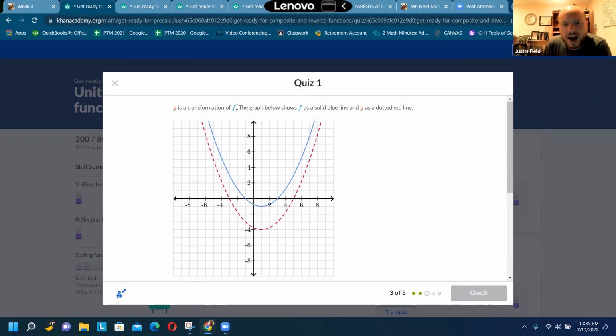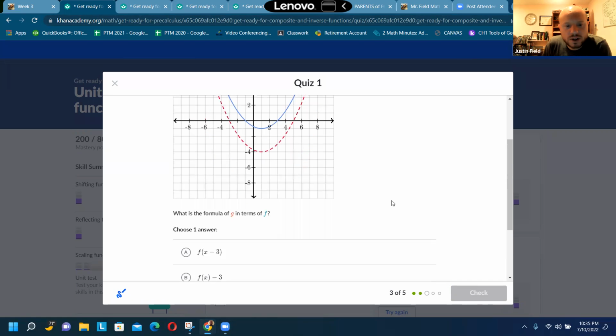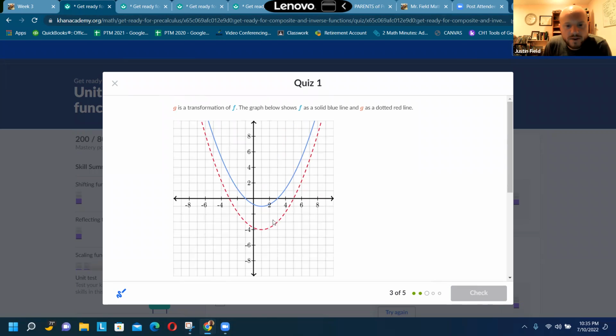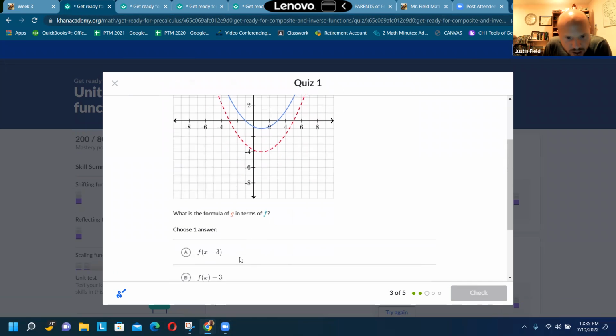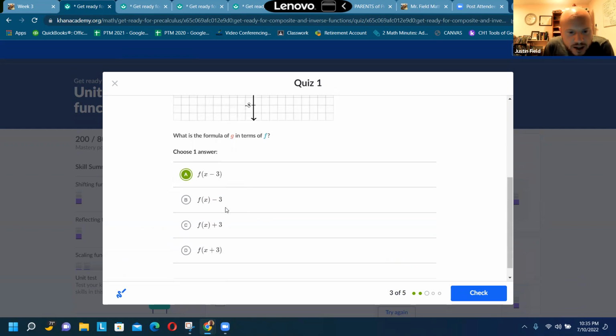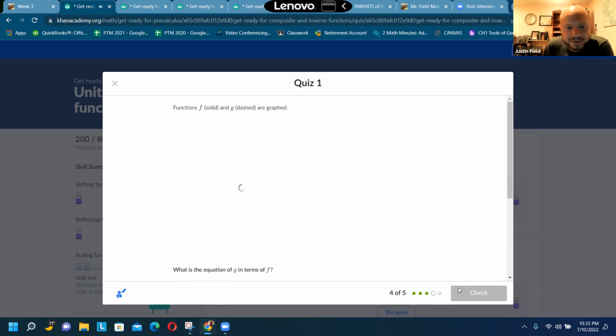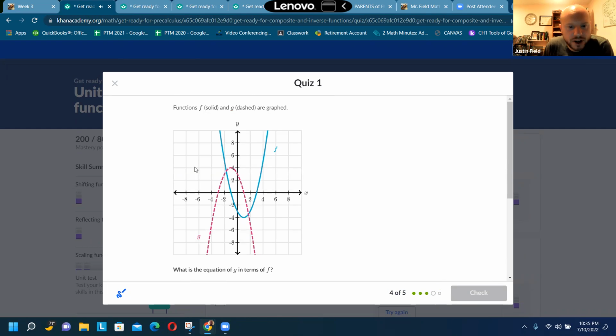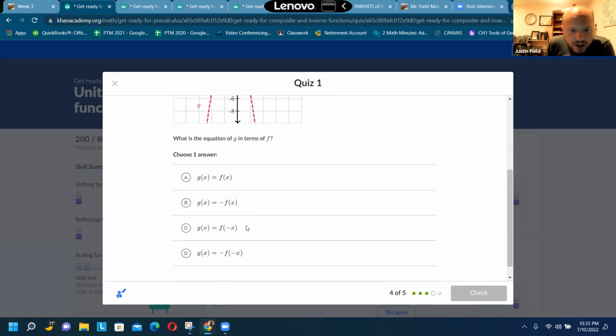G is a transformation of f. What is G? Where is f? Oh, G is red. F is blue. So G is the transformation of f. And okay, so you can figure that. Well, all right, I'll do it. So we're shifting down, so we want to see outside. Where's the vertex? 1, 2, 3. Shifting down. Oh, this is very interesting. So first of all, it's reflected, and then it's shifted up and left. So I think I can do that.